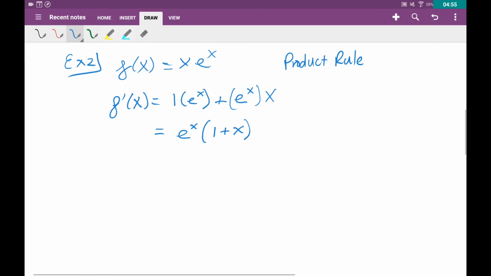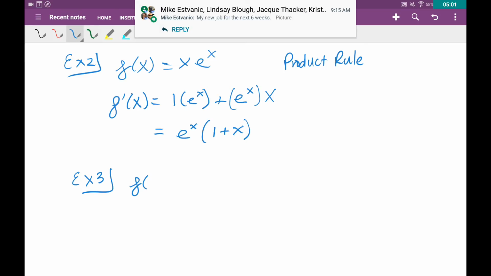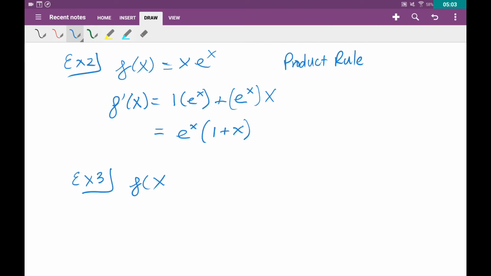Good. And last one, example 3. What about a chain rule? So f of x equals parentheses, e to the negative 2x plus 3, all of that squared. So now we're going to be talking about the chain rule.